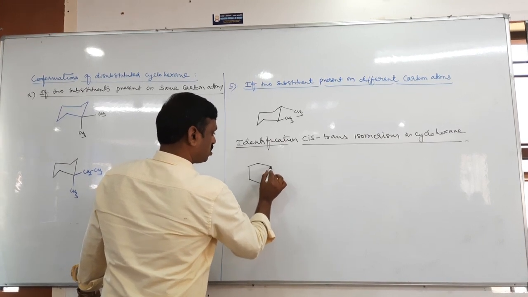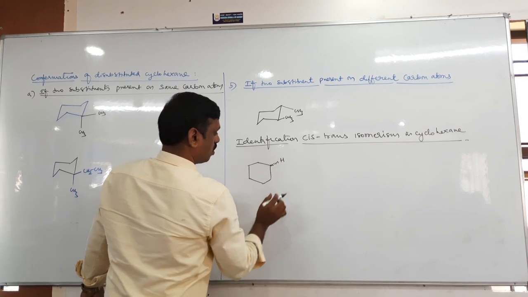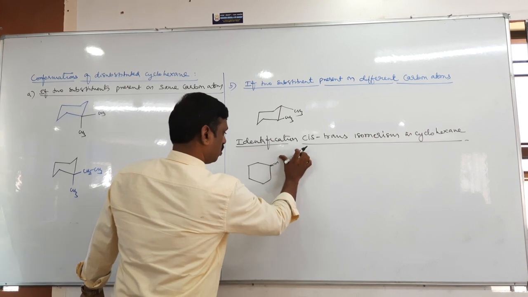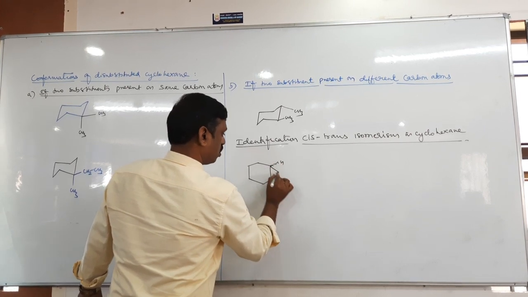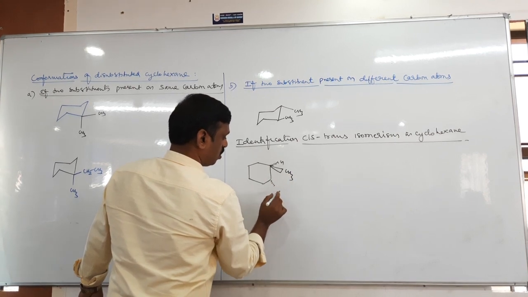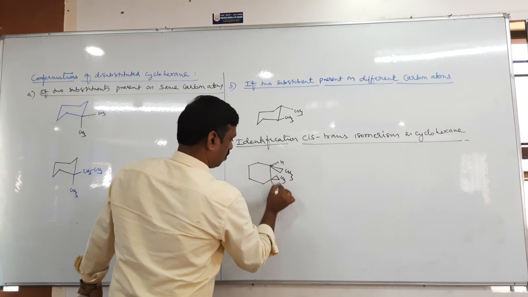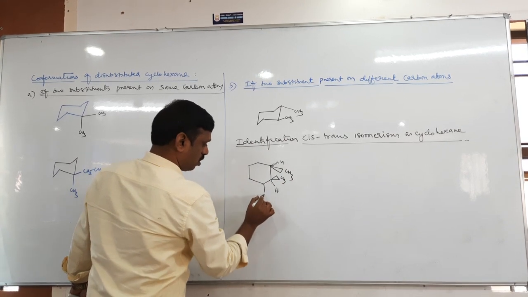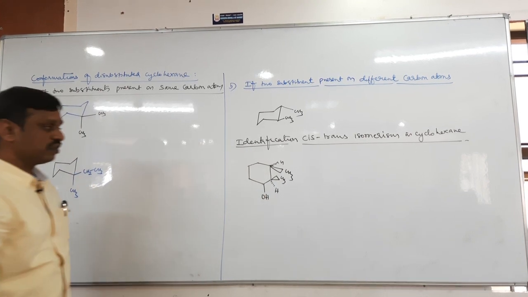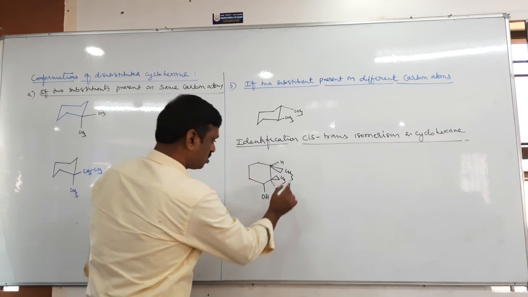If one group is below the plane, another hydrogen and methyl, this is hydrogen, methyl, here OH. Tell me, cis or trans? If identical groups are on the same side, cis; opposite side, trans. This is a cis.